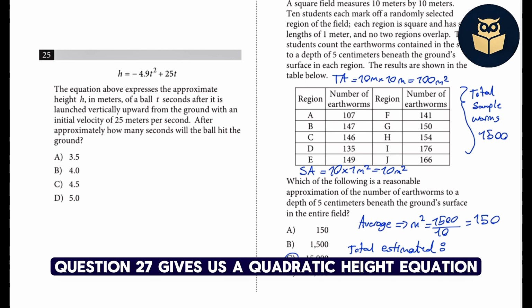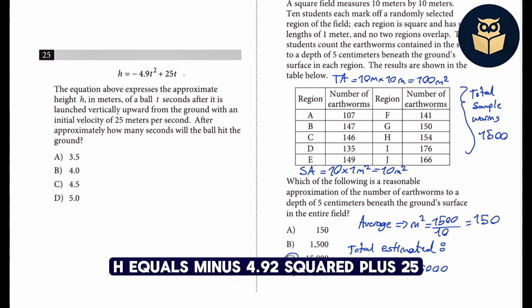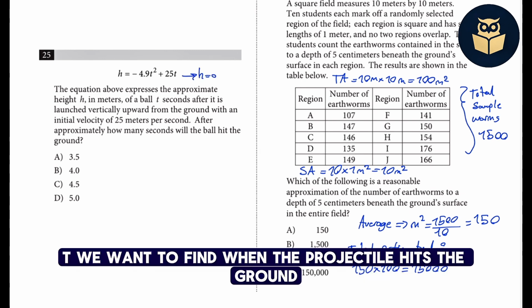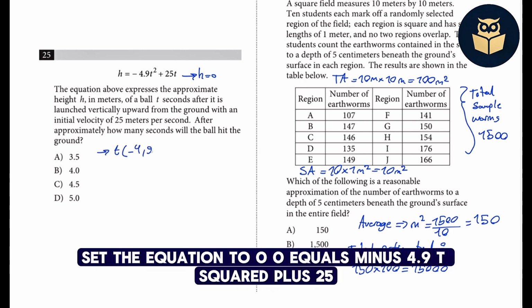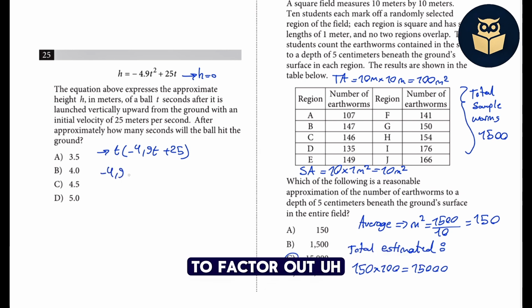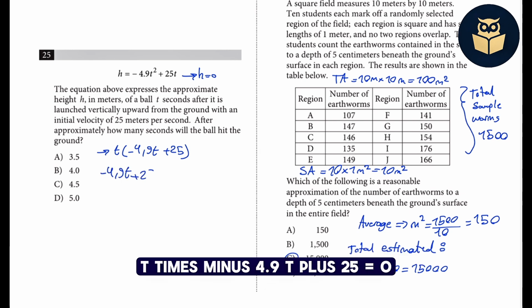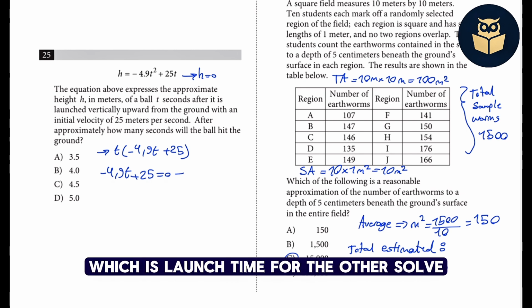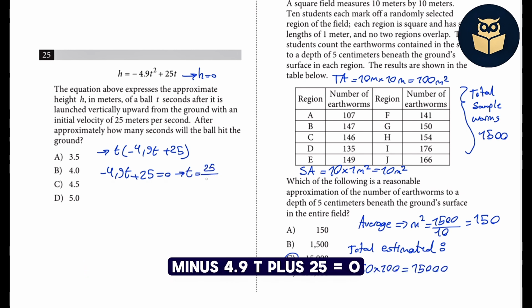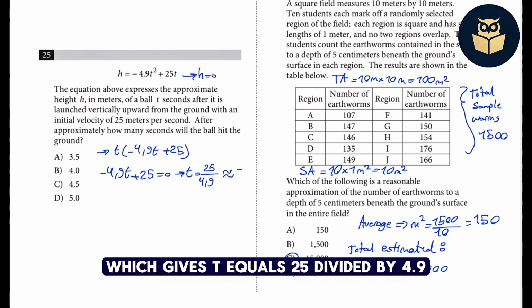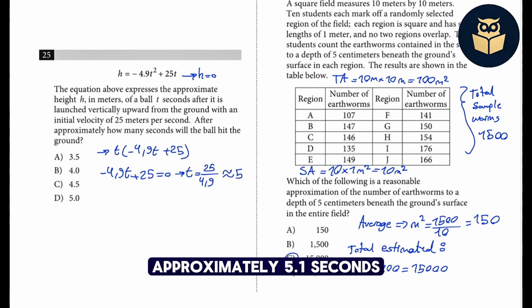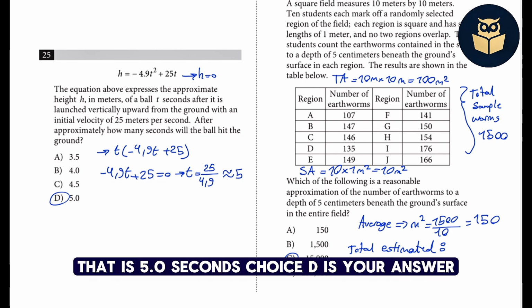Question 27 gives us a quadratic height equation: h equals minus 4.9t squared plus 25t. We want to find when the projectile hits the ground, meaning height h equals 0. Set the equation to 0: 0 equals minus 4.9t squared plus 25t. Factor out t: t times (minus 4.9t plus 25) equals 0. One solution is t equals 0, which is launch time. For the other, solve minus 4.9t plus 25 equals 0, which gives t equals 25 divided by 4.9, approximately 5.1 seconds. Rounded to one decimal place, that is 5.1 seconds. Choice D is your answer.